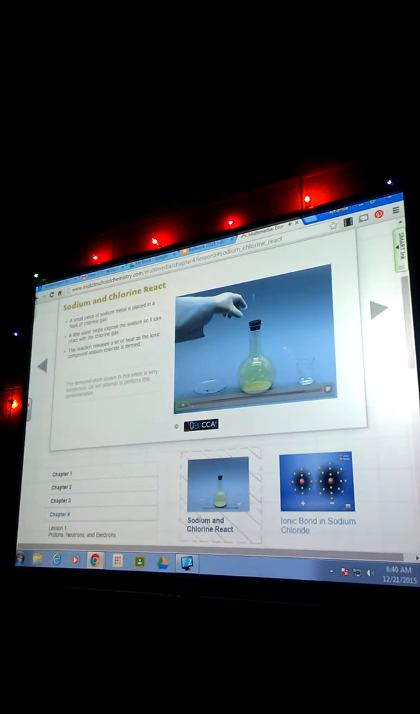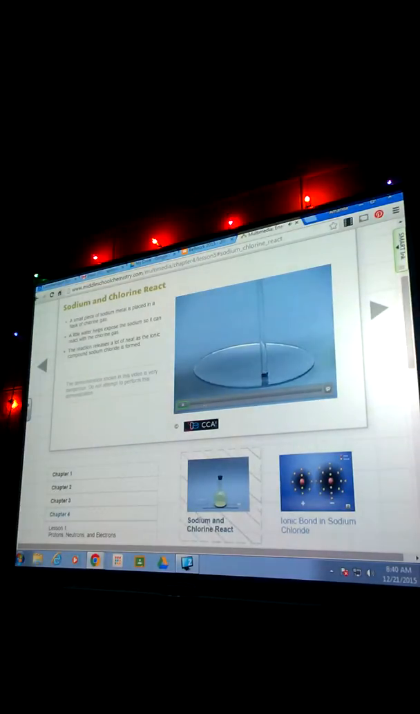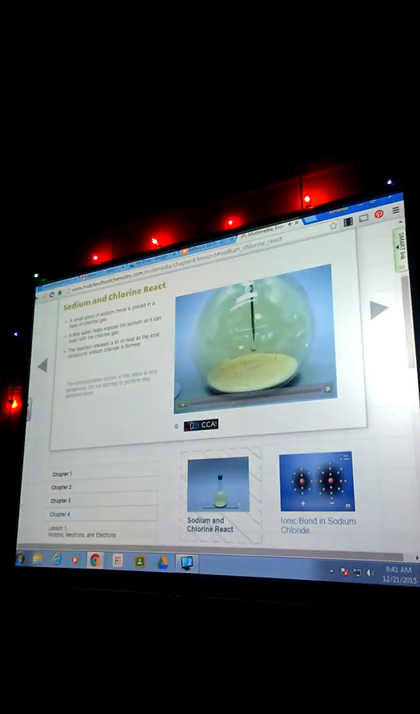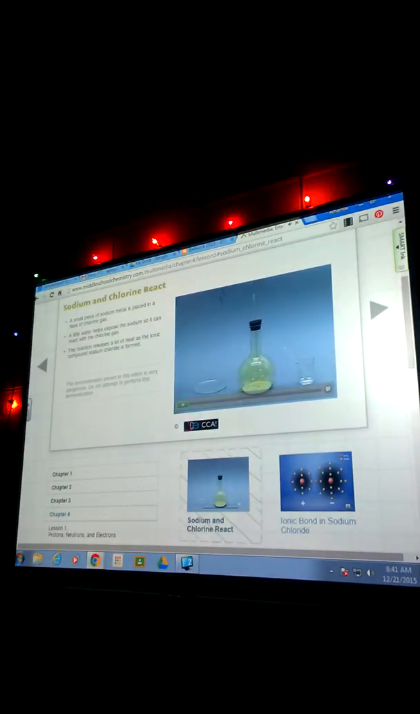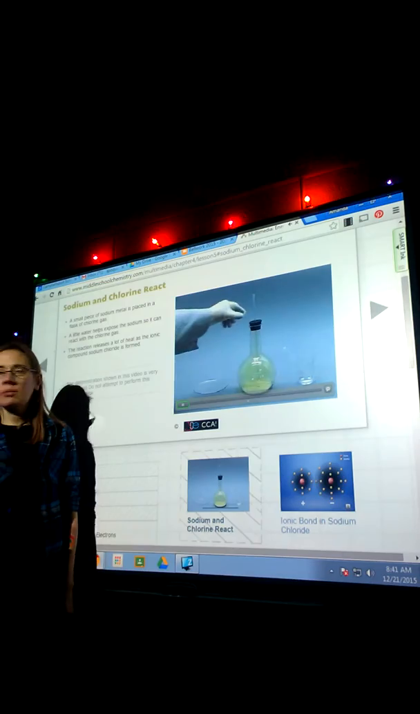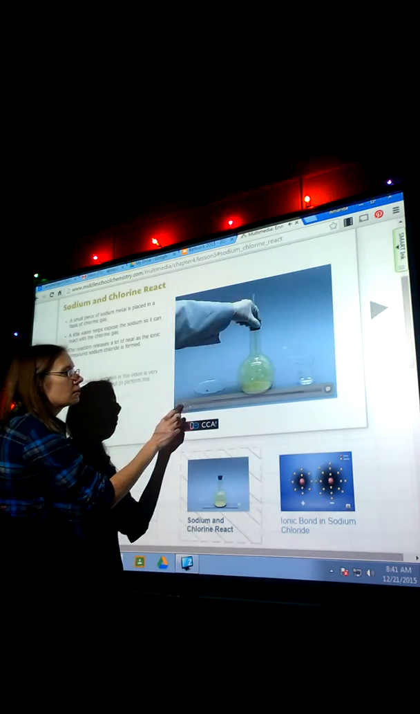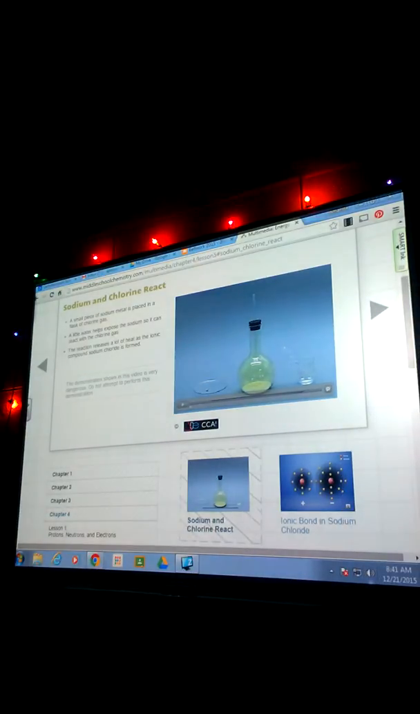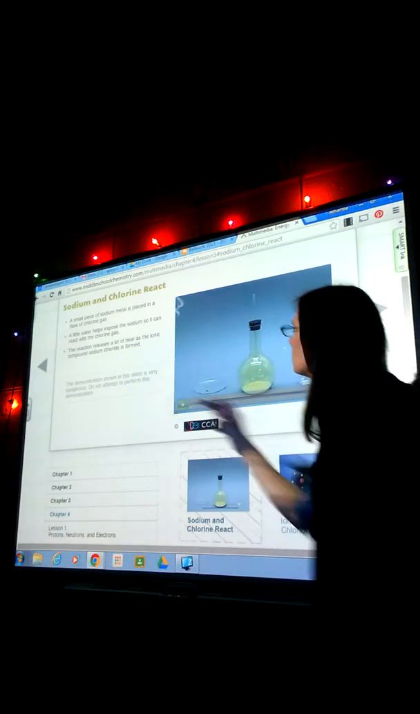Doesn't sodium explode in water? Whoa! Here we go. There's the gas. They put the sodium in there. Oh, he's saying something. We'll have to watch it a second time. I'm going to start it over so we can hear him. I didn't realize there's sound. Do you guys hear that? Here we go, one more time. What's he saying?